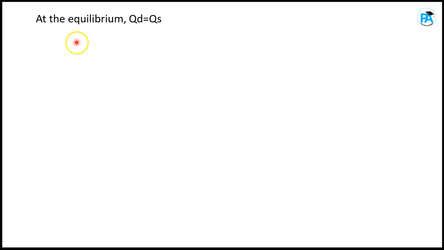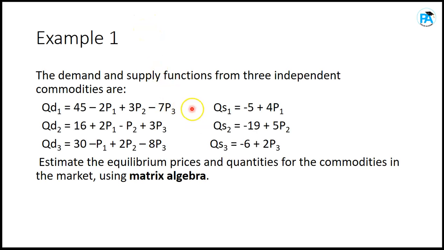You should know that at equilibrium, quantity demanded is equal to what? Quantity supplied. Are you with me? So if that is the case, then what it means is that we are going to equate QD1 to QS1. Then we equate QD2 to QS2, and we equate QD3 to QS3. That's what we are going to do.